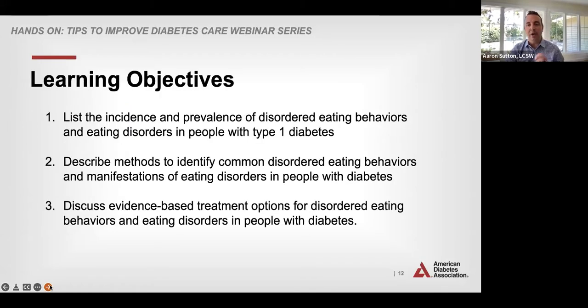So, our learning objectives for today. First, we're going to list the incidence and prevalence of disordered eating behaviors and eating disorders in people with type 1 diabetes. We're going to describe methods to identify common disordered eating behaviors and manifestations of eating disorders in people with diabetes. We'll also discuss evidence-based treatment options for disordered eating behaviors and eating disorders in people with diabetes.